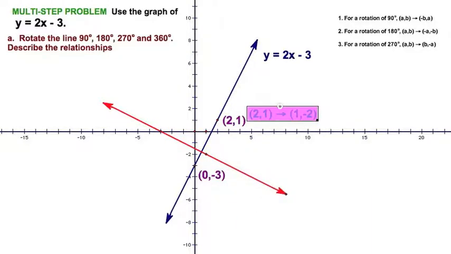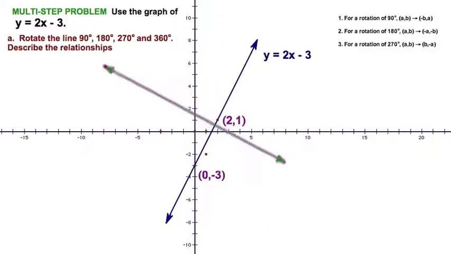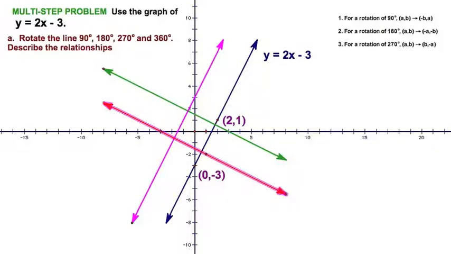So let's review the 3. We'll get rid of all these lines. Let's start over. The 90-degree rotation looks like that, a line that's perpendicular to the original line. The 180-degree rotation is parallel to the original line. And the 270-degree rotation will be perpendicular to the original line. And the 360, which, sorry, I was lazy, I didn't do that, is going to map back onto itself. So there you have it.